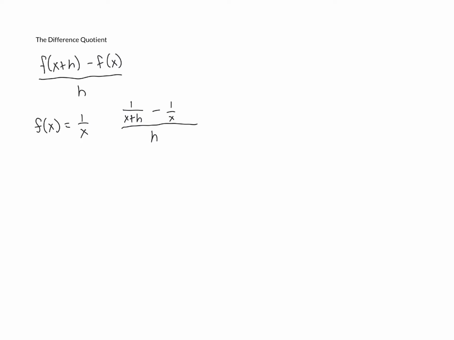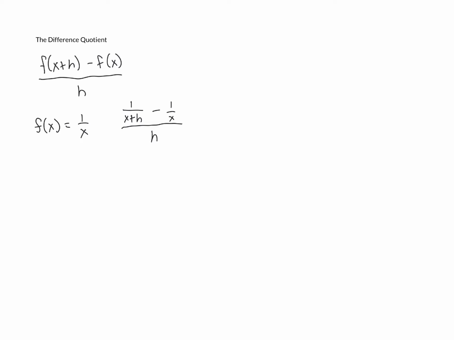We can't leave it like this. We've got fractions inside of fractions. That is a complex fraction, and we can't leave our answers like that. So what we need to do is multiply the numerator and denominator by the least common denominator of the fractions inside of this bigger fraction.